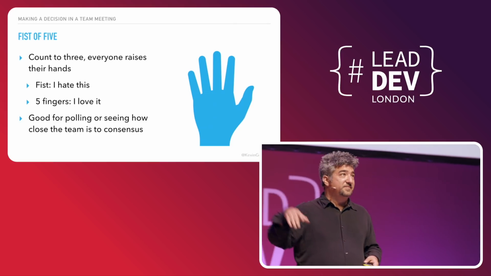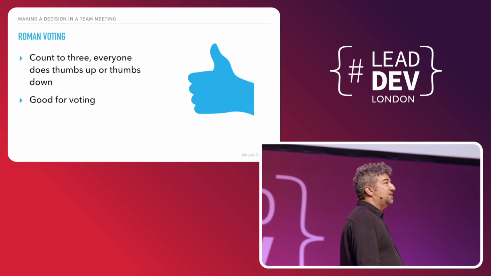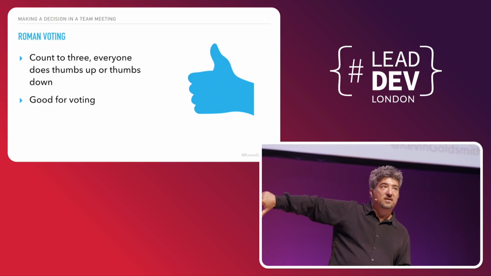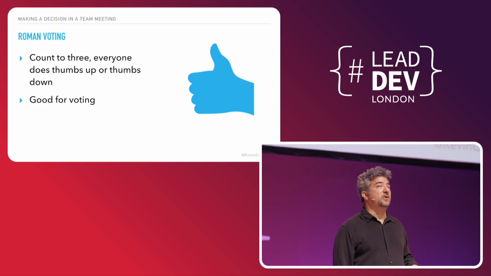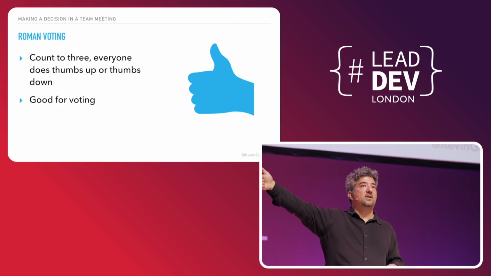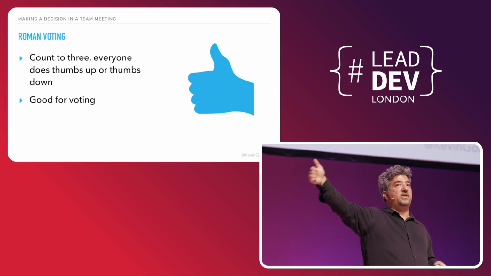So it's good for polling. For voting, I like Roman voting, right? Hey, let's vote. Do we want to get Thai food? Roman voting on 3, 1, 2, 3. This is good. This is very easy to count.